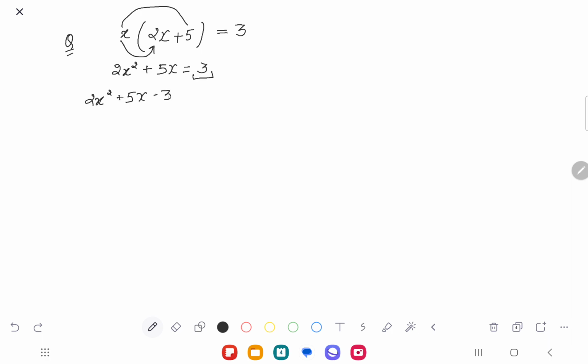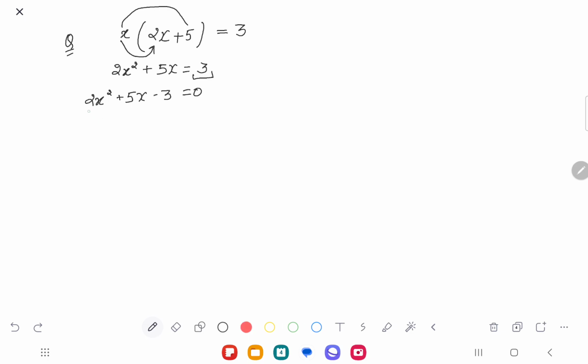The next question would be x into 2x plus 5 equals 3. How would you solve this quadratic equation? This is my equation. How would you solve this? You multiply x into 2x. So you get 2x square plus x into 5 shall give you 5x equals 3. We have to keep a 0 on the right hand side. So we will have 2x square plus 5x minus 3 equals 0.